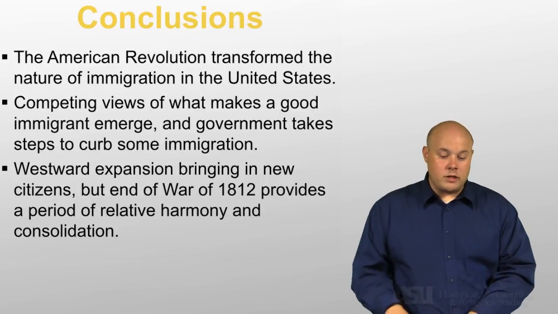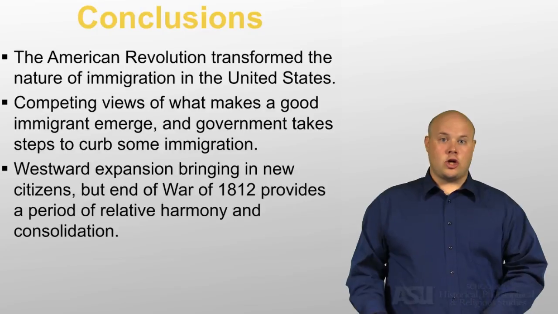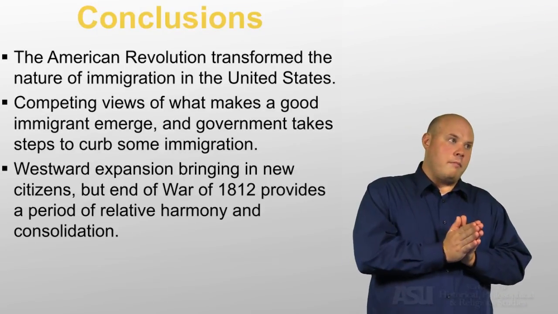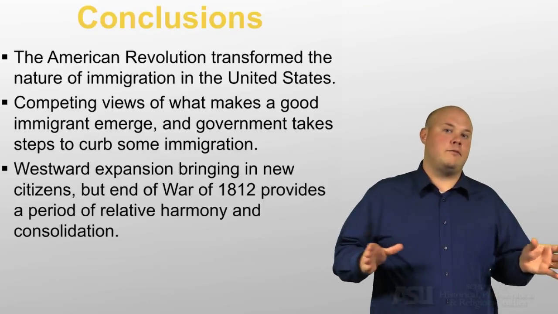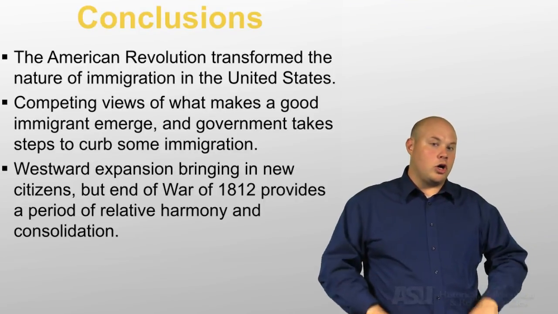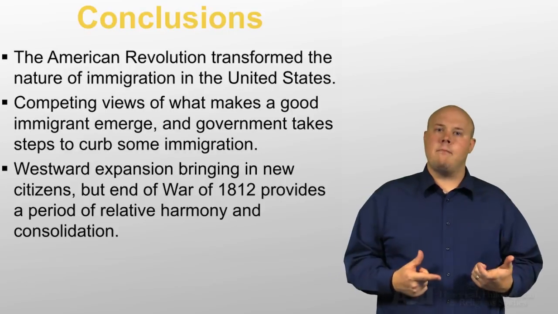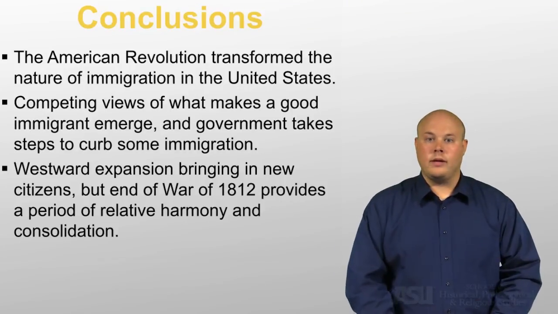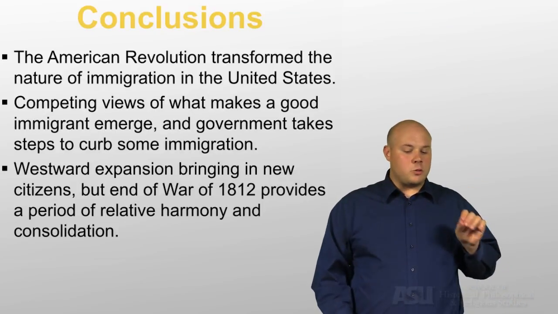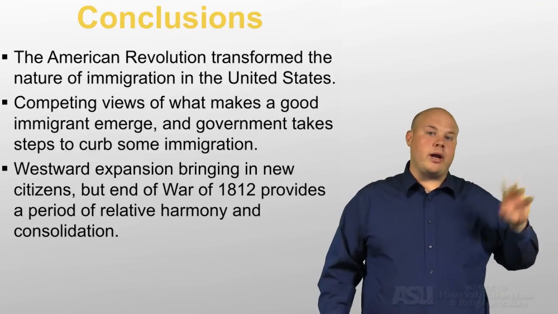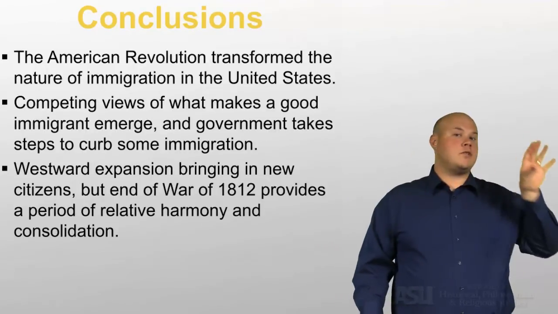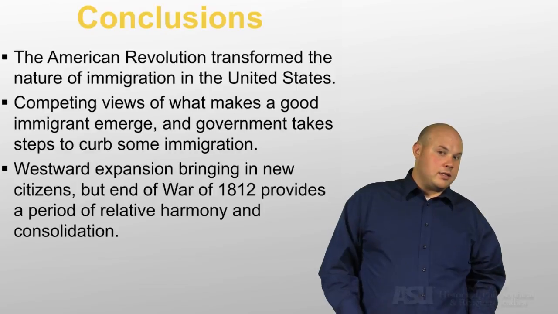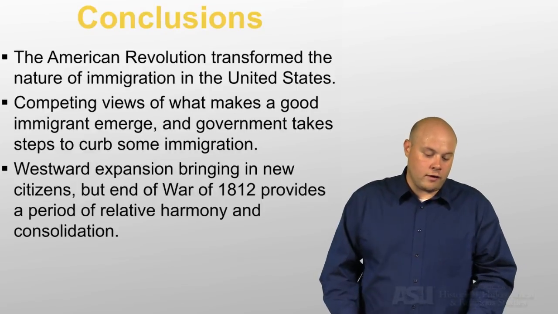And the government is going to begin to take some action to curb that immigration. The Alien Sedition Acts are really maybe the only active part of the American government to curb immigration or control it in some means. But what it's going to indicate is that the government has some role in this. And then finally, westward expansion is continually bringing in new citizens, not just from overseas immigration, but also from expansion, and in some sense, the forced incorporation of peoples.